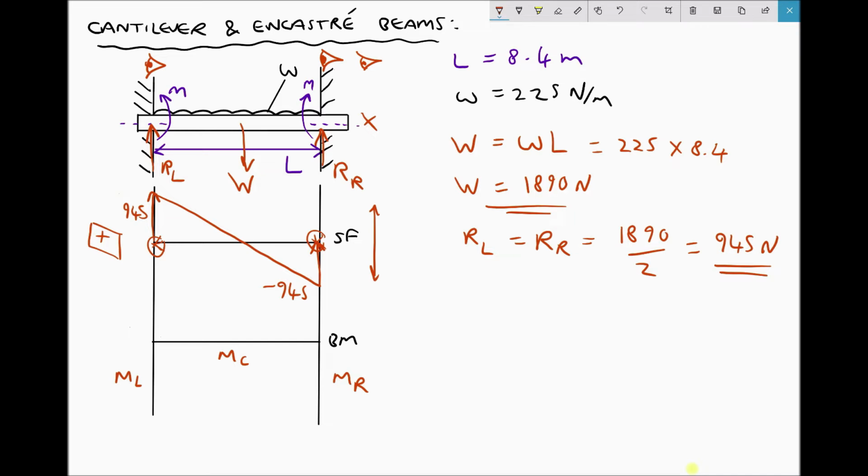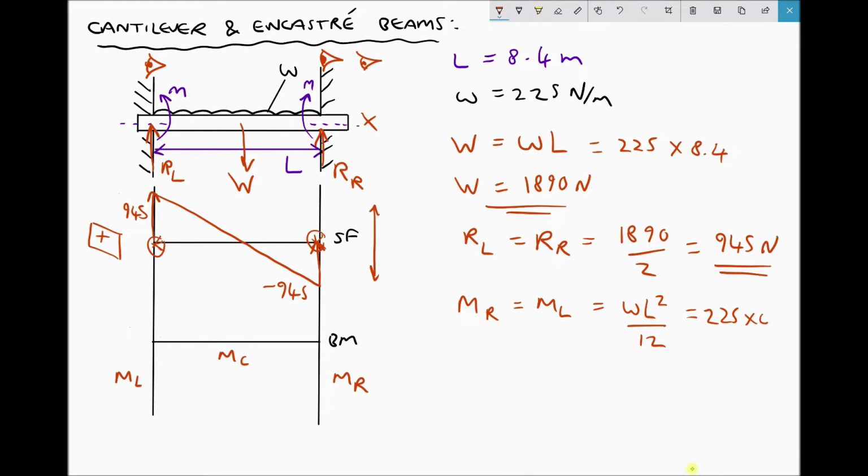Now ML and MR are going to have the same magnitude, and the way that we calculate those is as follows. MR equals ML, which equals WL squared, all divided by 12. Now we can plug in values for this. We know that W is 225.